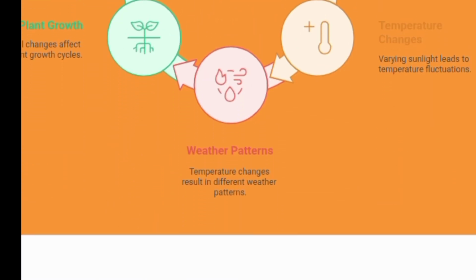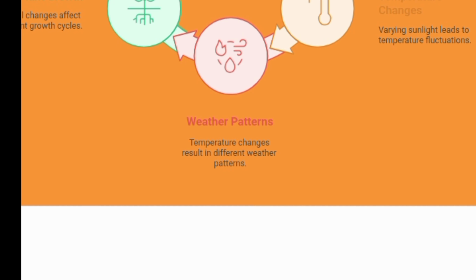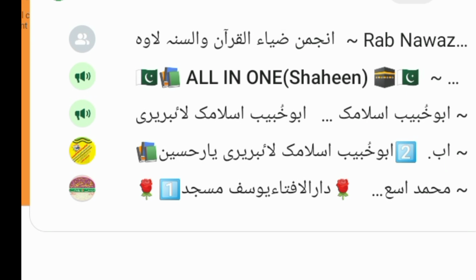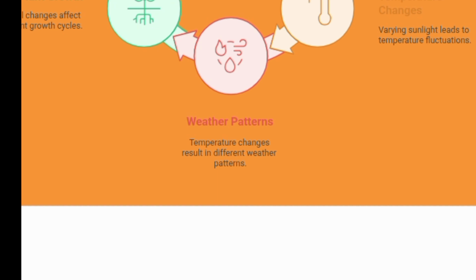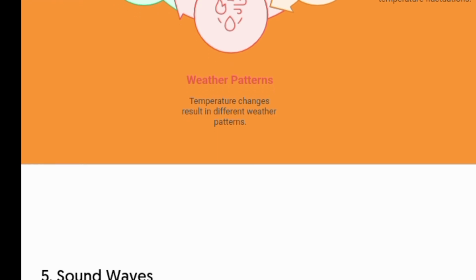Fifth phenomena is sound waves. Sound is produced by vibrations that travel through a medium, such as air, water, and solids. When an object vibrates, it creates pressure waves that our ears detect as sound. This phenomenon is evident in everyday life, from the ringing of a phone to the music we listen to. The pitch and volume of sound depend on the frequency and amplitude of the vibration, respectively.